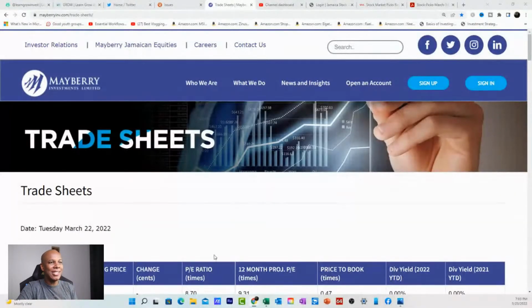All right, so let us get started with just one quick source of data. Right, because I want you to think about how we're going to be building this out, right? So let me share my screen. So what you're seeing is the source that we're going to be pulling the data from. So this is a Mayberry trade sheet.